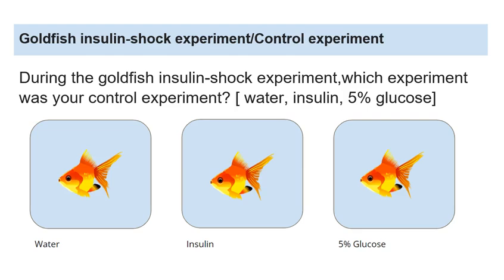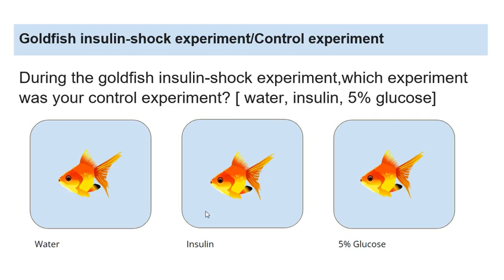Okay, so the next concept is regarding the goldfish insulin shock experiment, and we have to find which one is the control experiment. During the goldfish insulin shock experiment, we had goldfish in only water, goldfish in insulin, and goldfish in 5% glucose. The purpose of the control experiment is to provide a baseline for comparison.